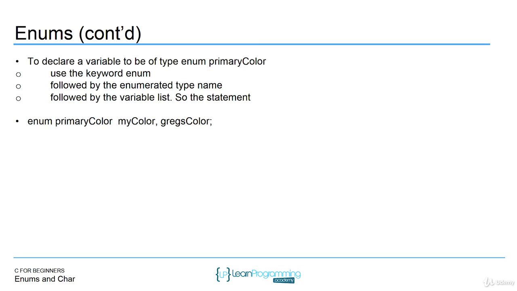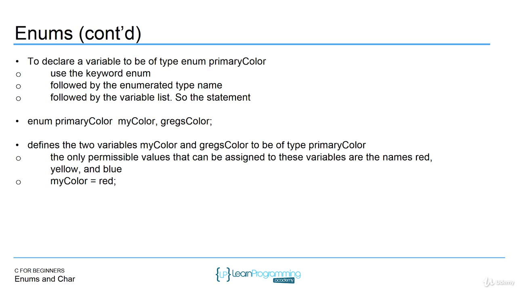So here we have two variables of type primaryColor, myColor and gregsColor. Again, this is where we're using the enum. We've already defined what the enum can be, just red, yellow, or blue. And now we're saying we have two variables named myColor and gregsColor that can only contain one of those three values. They can't contain anything else. So here we're declaring variables of primaryColor, which is an enum type. The only permissible values that can be assigned to these two variables are red, yellow, and blue.